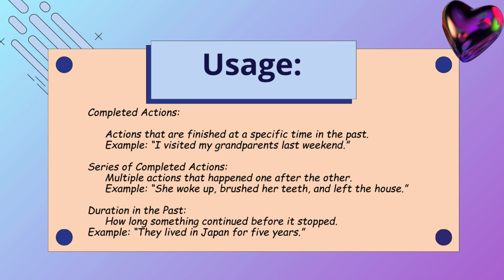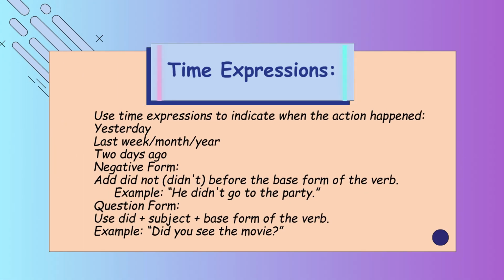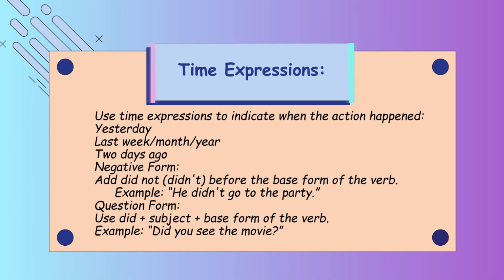The structure or formation: we have two kinds of verbs, regular verbs and irregular verbs. For the regular verbs, most verbs add ed to the base form of the verb. For example, walk, walked, play, played, study, studied, stop, stopped. Look at the sentence: She walked to school.